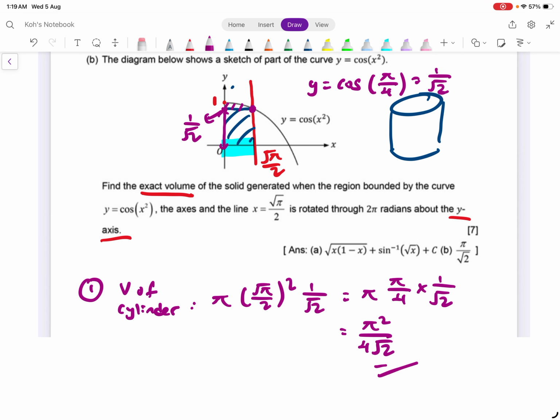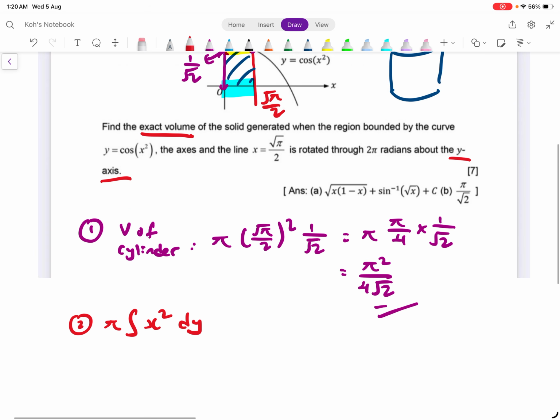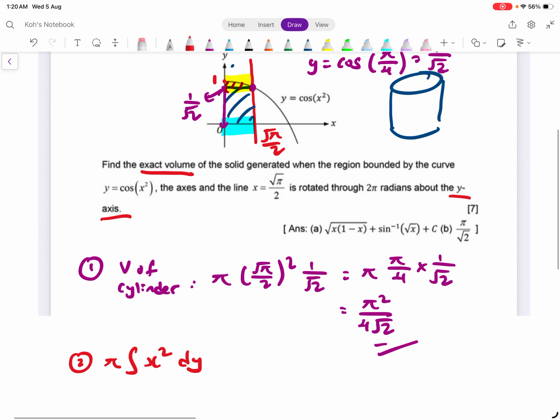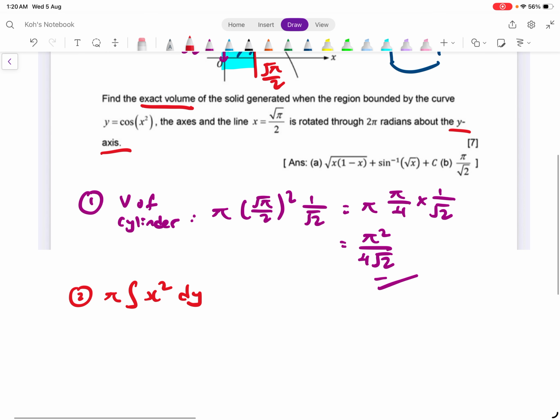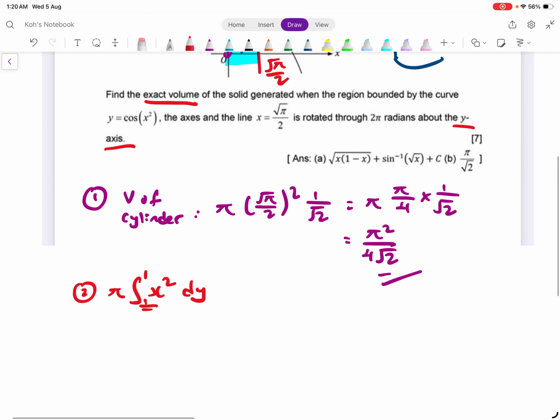Okay, then there's one more region, which I highlight in yellow. This is the region that we are interested in as well. Since it's rotated 2 pi radians about the y-axis, there's one formula. The formula is pi integral of x squared dy. We are going to integrate from 1 over root 2 to 1, so 1 is the upper limit and 1 over root 2 is the lower limit.